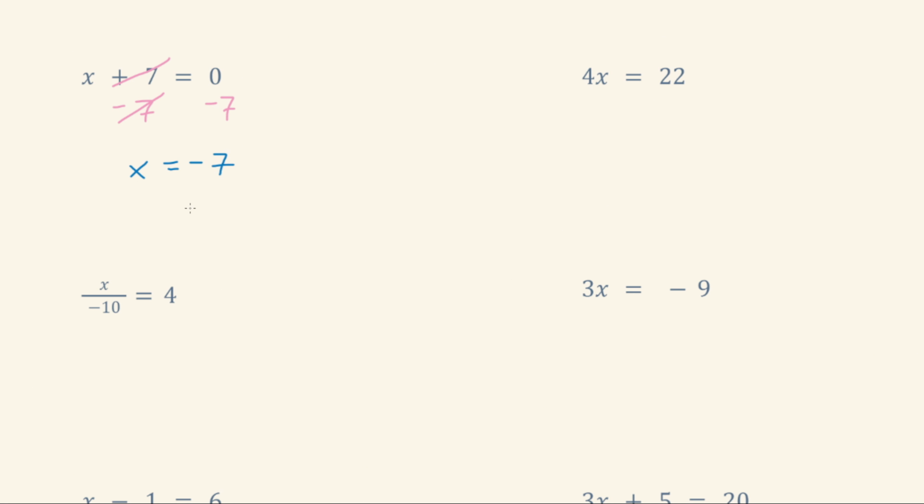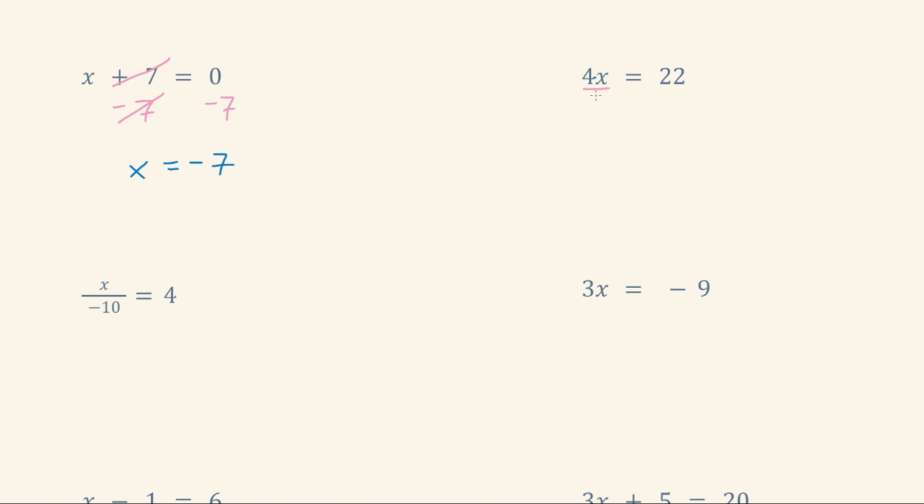And x is equal to minus 7. Okay? Over here, we've got x being multiplied by 4. We have 4x, and that gives you 22. So we want to undo this multiplication here, right? Remember, when you have a number and a variable next to each other, they're being multiplied together. So the opposite of multiplication is division.